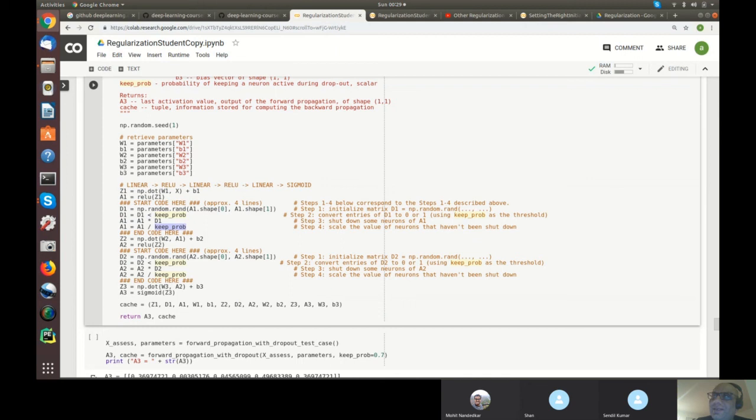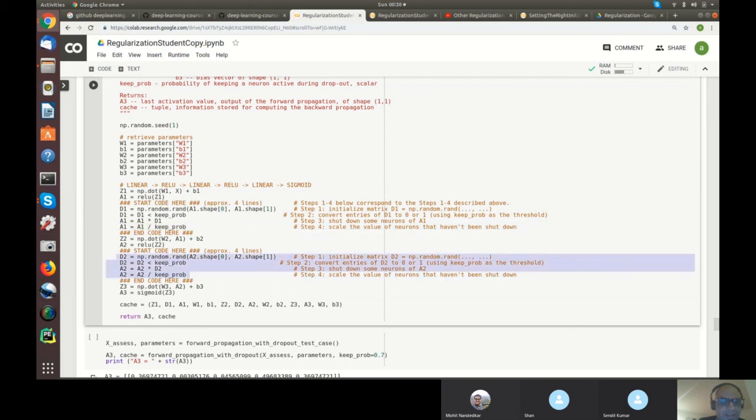This is known as inverted dropout, where we now divide the activation by the keep probability to increase their values by the same amount which they were decreased by turning the neurons to zero. So if 20% of neurons were turned to zero, now by dividing by 0.8, we are sort of increasing it by about 20%. So we do that to this layer.